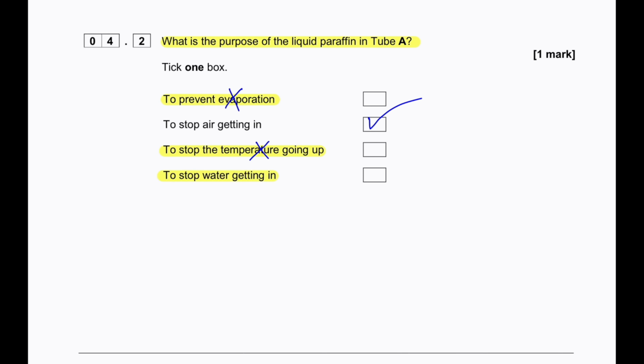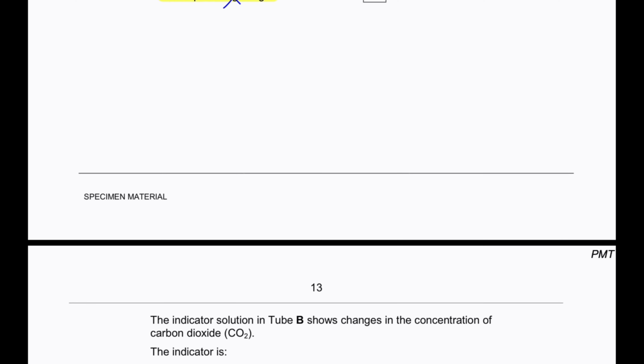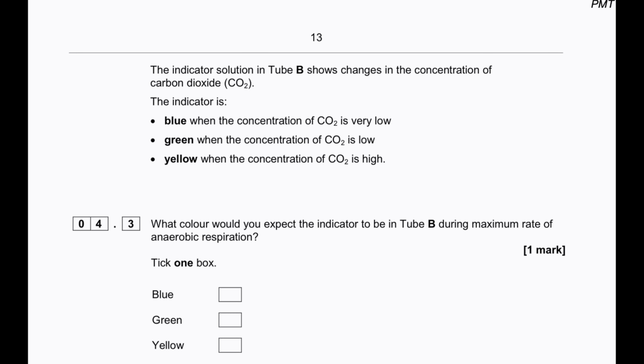So that is also not the purpose of this particular experiment. So we want to stop the air from getting in so that it doesn't bring in oxygen, and the oxygen will then contaminate the experiment.